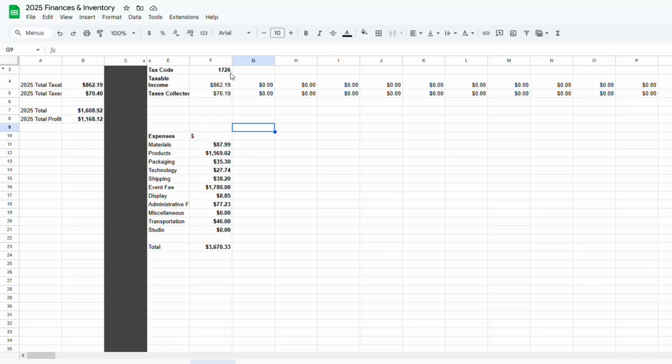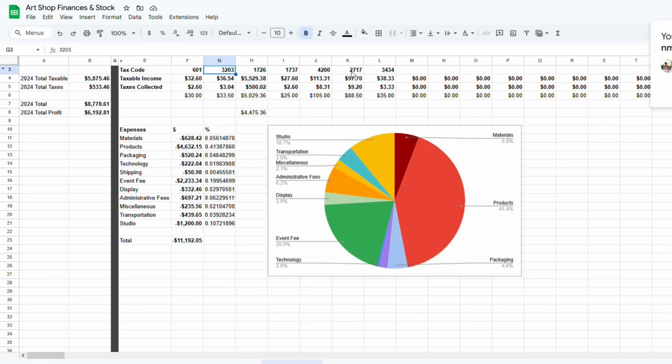I am able to simply look at my sheet and see the tax area codes that I have had income in, and look at the taxable income and the amount of taxes I collected, because I do collect sales tax at markets and online. I can then easily transfer that into the Washington Department of Revenue website, where I actually submit those taxes.